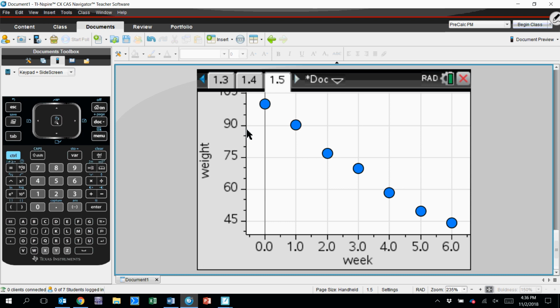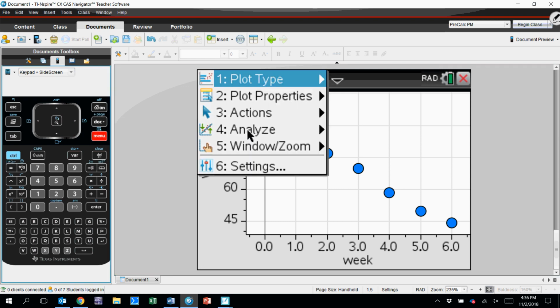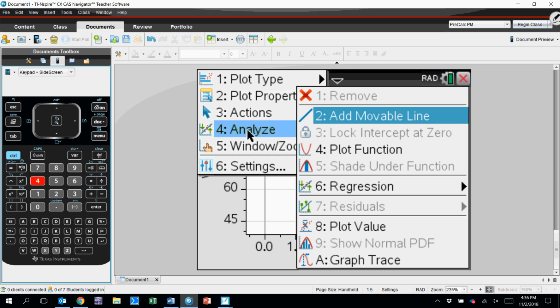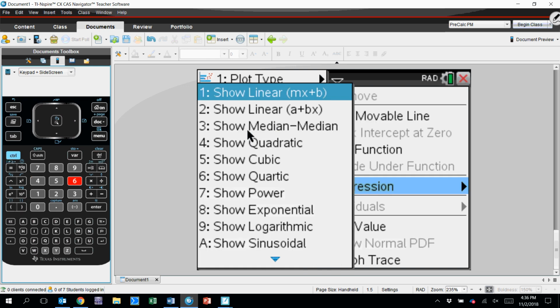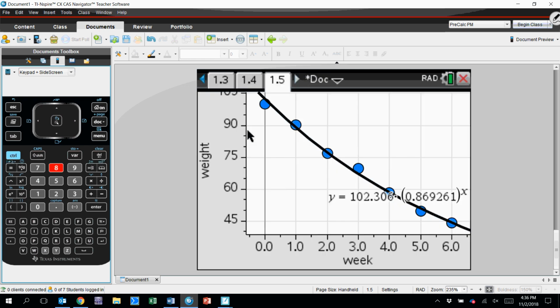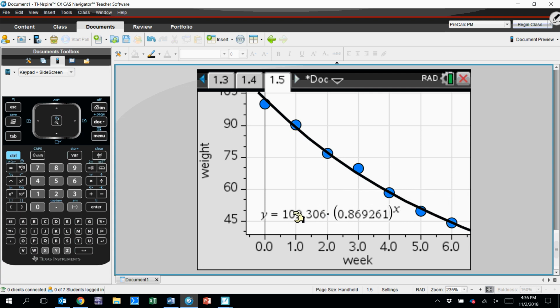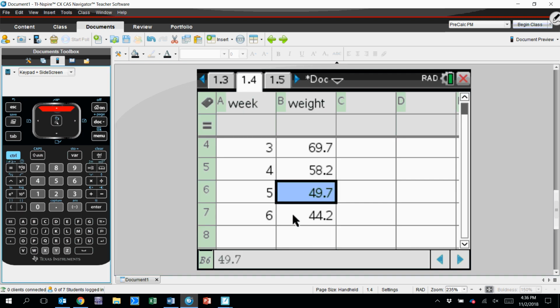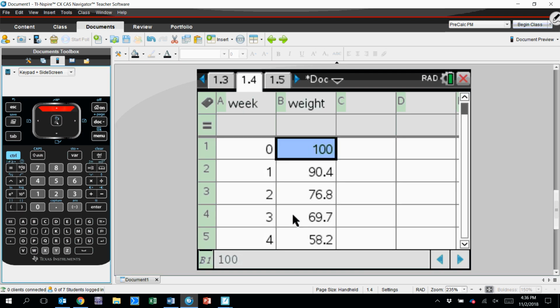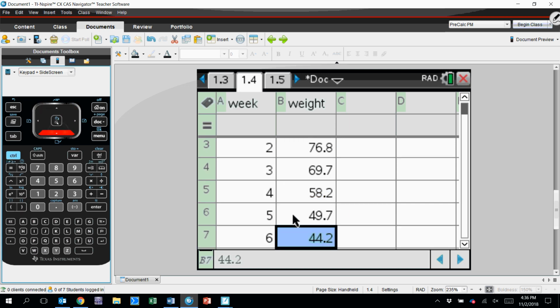So let's remind ourselves what to do. We go to Menu, Analyze, Regression, and now we have all these choices, and you see that number 8 is exponential. So I'm going to show exponential. So here is my answer for those values. Let's go back and triple check that we entered everything correctly. I didn't even look at it, so let me just double check that I entered the values right. Okay, so everything seems to be correct.